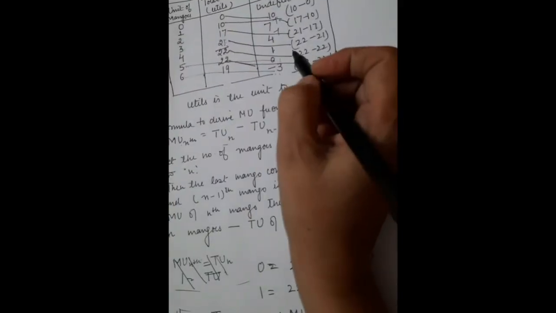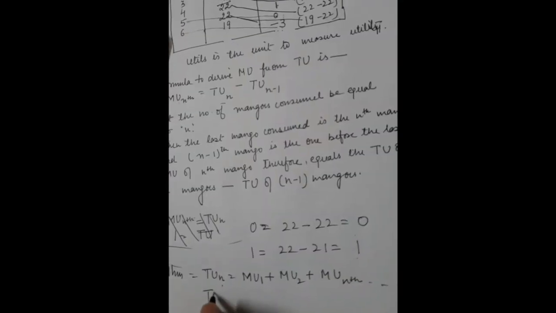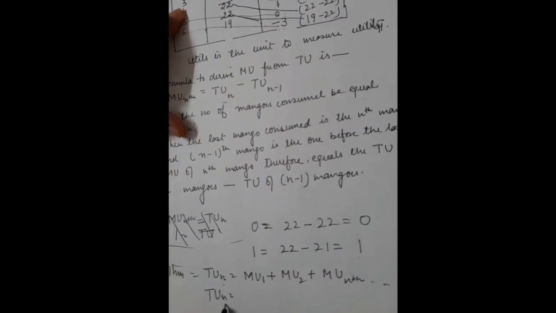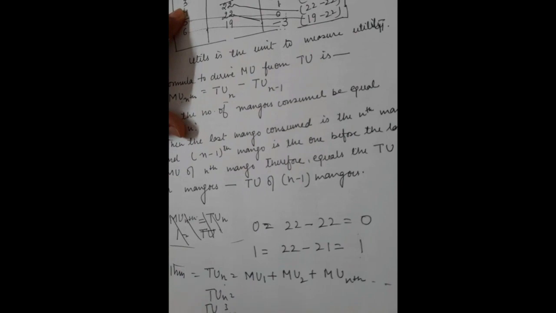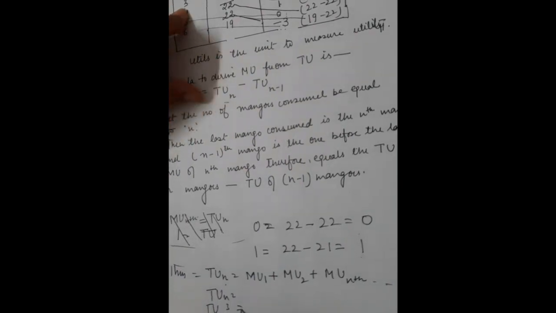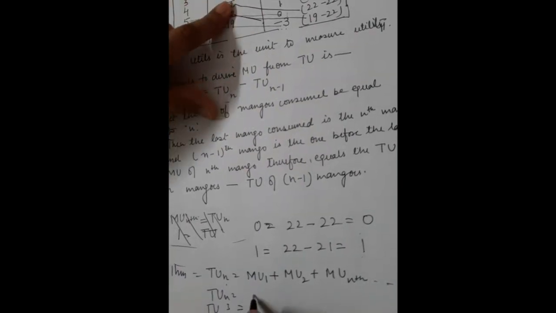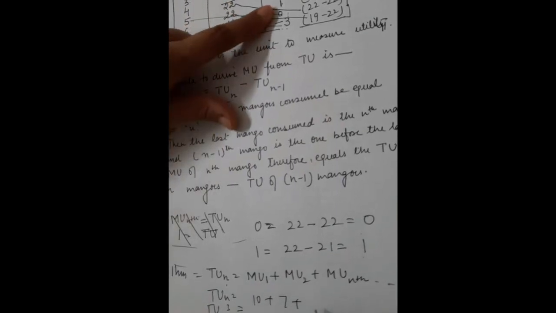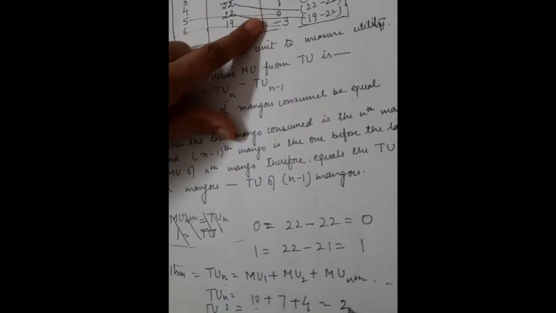Is that clear? So let us see how we can derive it, that is TU of n. Suppose 3 units. We have n as our 3 units, right? TU of n is equal to TU of 3 for us. In this case, MU of 1 is 10 plus MU of 2 is 7 plus MU of 3 is equal to 4. So 10 plus 7 plus 4 is equal to 21.